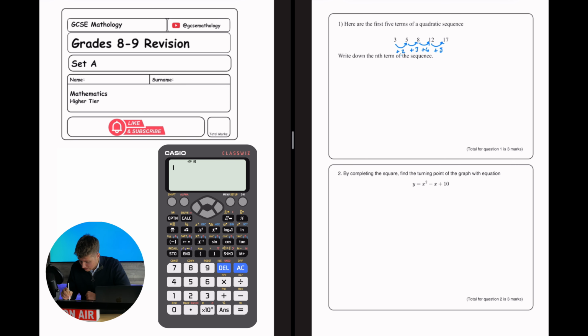Now, since these differences are all different, we need to find the next difference between each of the terms. So the next difference, they're all going up by 1.